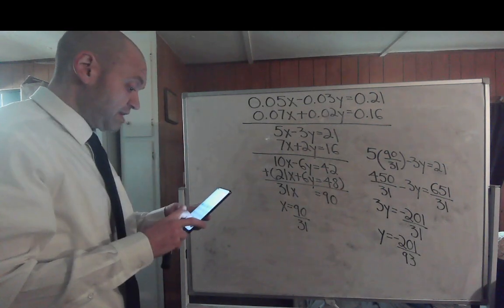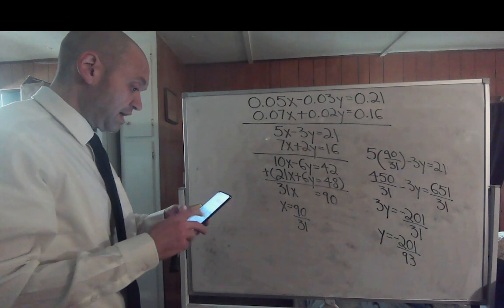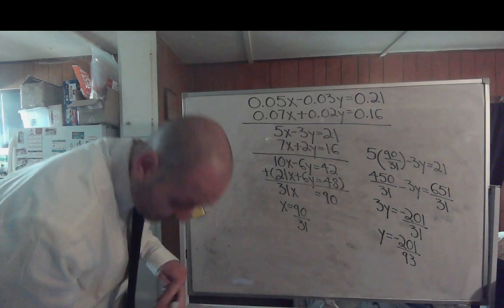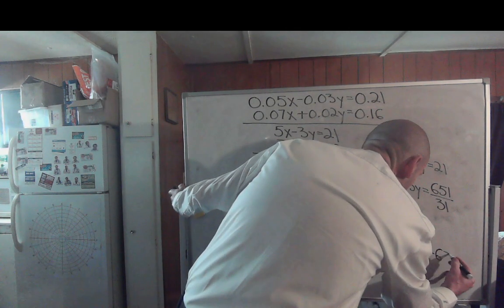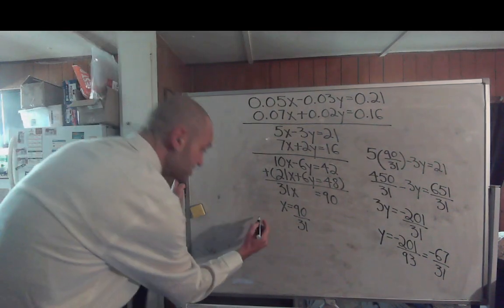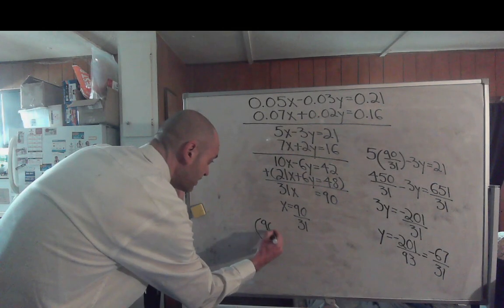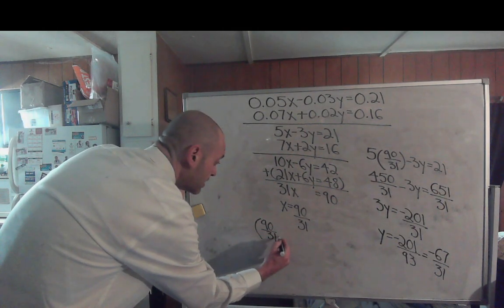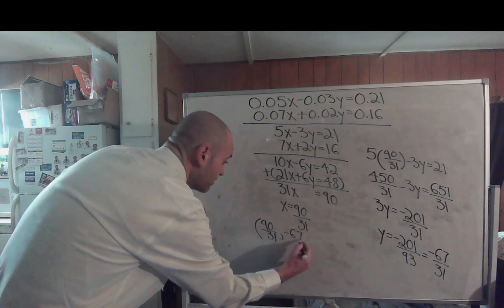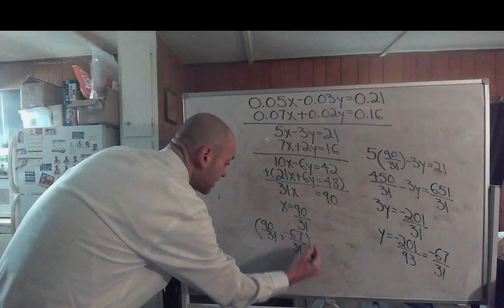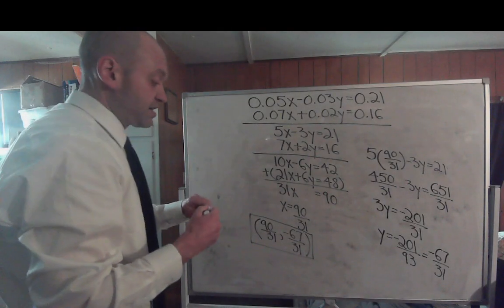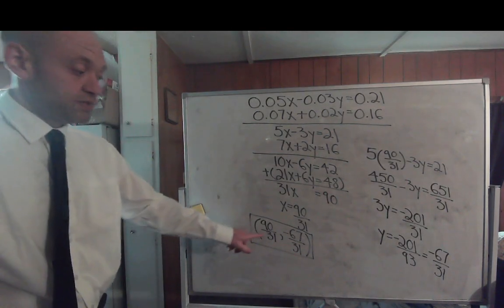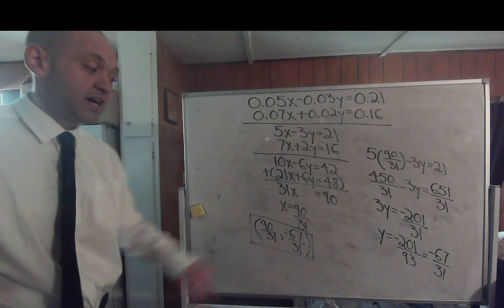I think they do. They both have a factor of 3. That would end up being negative 67 over 31. So these two lines intersect at the ordered pair 90 over 31, negative 67 over 31. And if you really care to, you can get decimals for these. But you're not going to have a good time with it, I guarantee you. It's probably best just to leave it in improper fraction form.